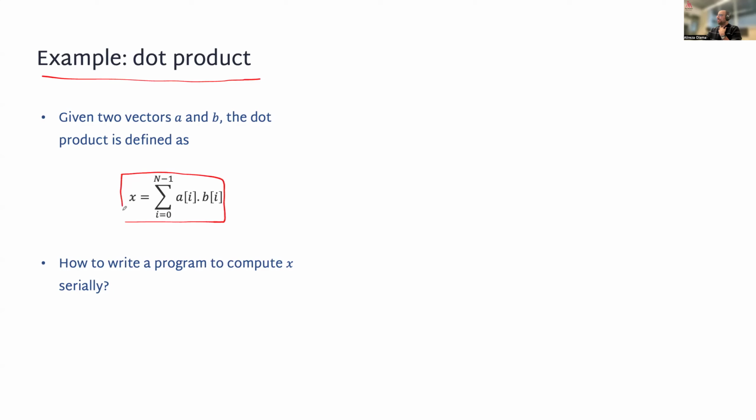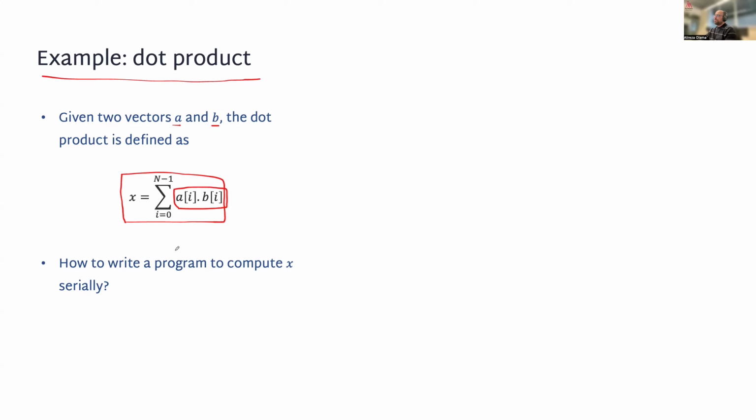So this is the equation for the dot product. I assume you have two vectors, A and B, and then you can define the dot product between A and B as this equation. So basically you need to multiply each element of the first vector with the corresponding element of the second vector, and finally you sum them up.